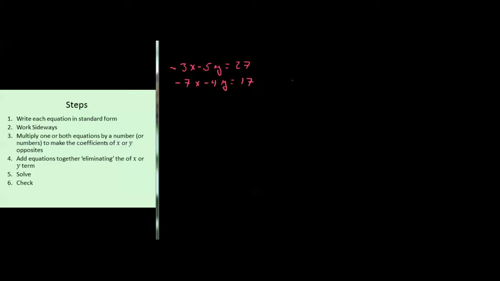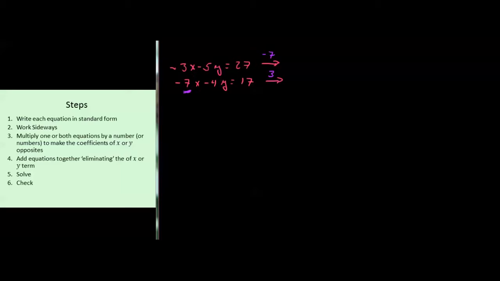All right, here's our second system. Negative 3x minus 5y equals 27, and negative 7x minus 4y equals 17. I'm in standard form again. I'm working sideways, and I see that I can multiply the top equation by negative 7. I got that from right here. It gives me 21. The bottom equation by positive 3 times negative 7 is negative 21. If I add them together, they're opposites.